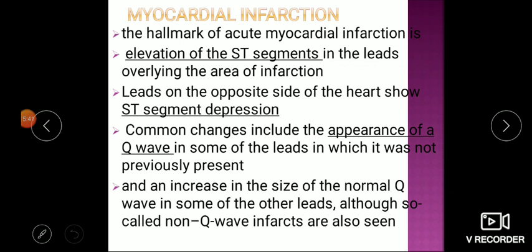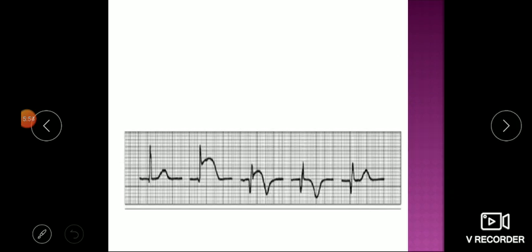So these are the three classical signs of myocardial infarction in the ECG: ST segment elevation and ST segment depression in the opposite leads. These are the classical changes which are seen. ST segment elevation you can see in some leads, and in others you get T wave inversion also. So these are the classical changes visible, and here you can see a prominent Q wave. Here also a prominent Q wave is there.